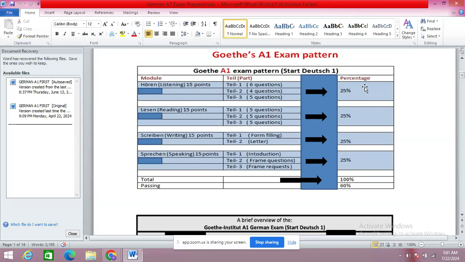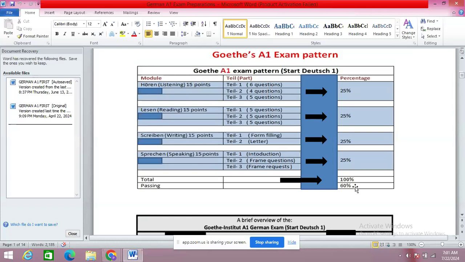So each module or each section consists of 25 percent marks. Their value is 25 percent. So overall the examination is 100% total, and then for passing you need to score more than 60%. If your score is less than 60%, then they are not going to clear your examination. So it is advisable that students should score at least more than 60%.